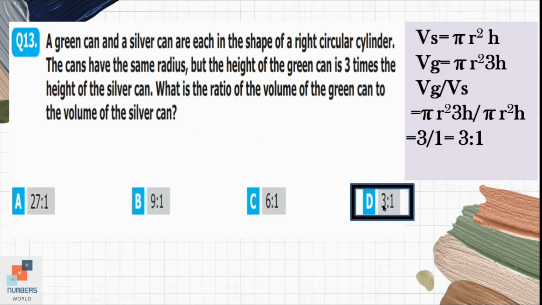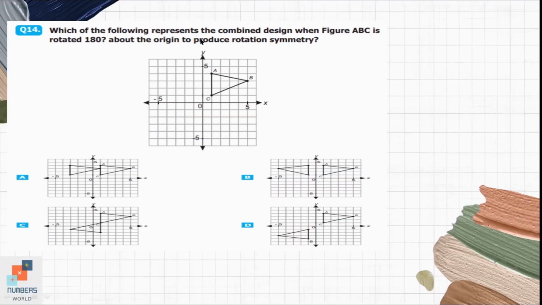That is option D. Question number 14. Which of the following represents the combined design when figure ABC is rotated 180 degrees about the origin to produce rotation symmetry? We can see in option A, the figure is translated, not rotated. So option A is not correct.